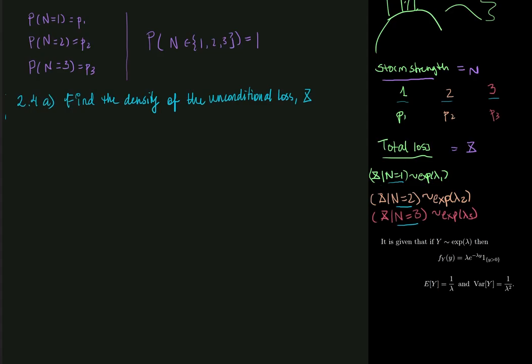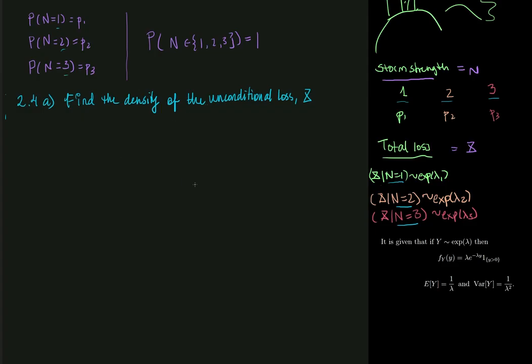So this is a new version of the solution which will replace the old version because I prefer this version. So what we want to do in problem 2 for A is to find the density of the unconditional loss X, where X is the total damage done to the house you have in the Caribbean as a result of a storm approaching, which will have either strength 1 or 2 or 3.